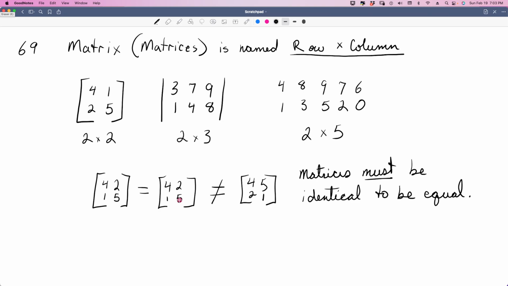And there's a reason for that, and that is going to be the determinant. The determinant is a calculation that you use to evaluate the matrix. So let's talk about the determinant next.